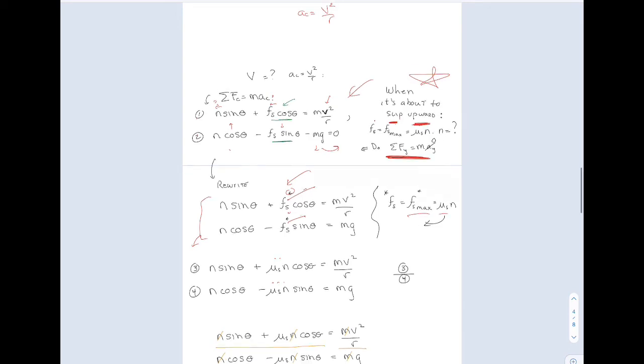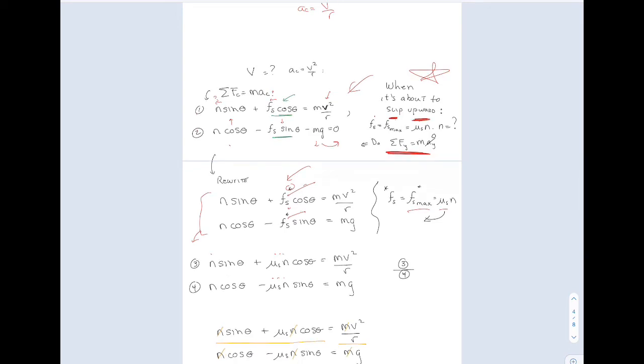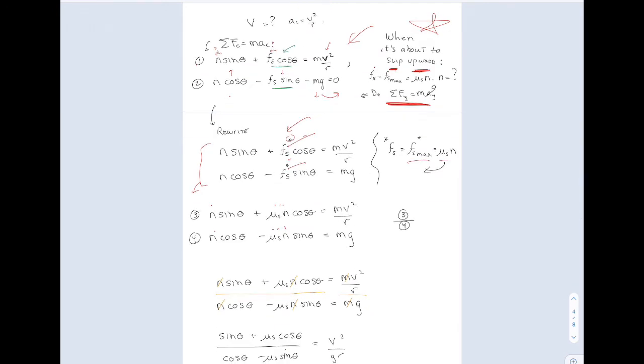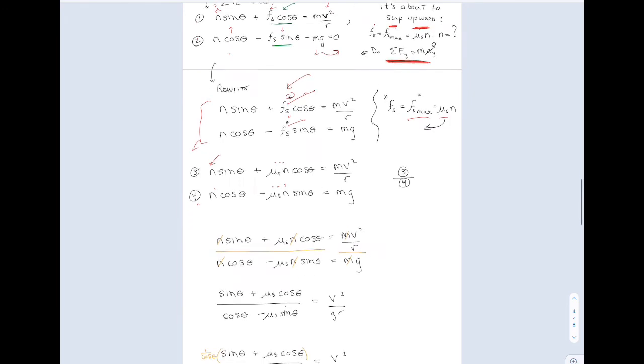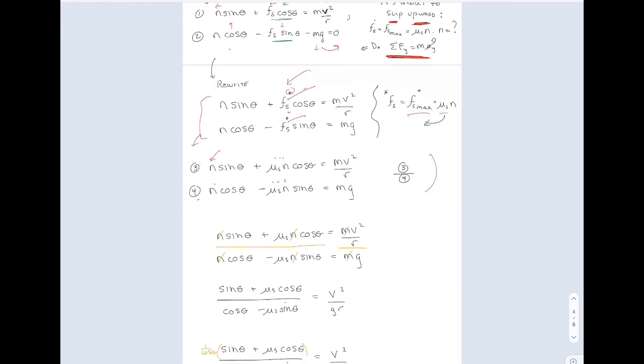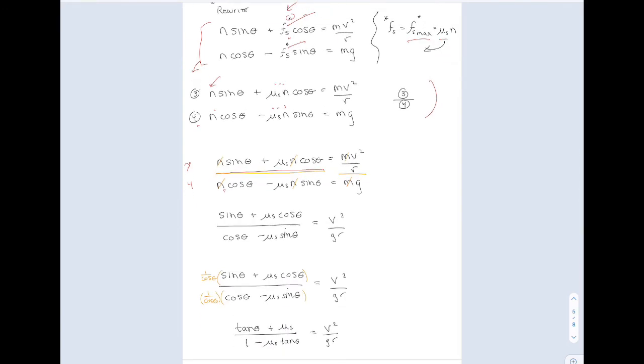So now I have essentially two equations, two unknowns: n and v. This is equation 3, that's equation 4. You could solve equation 3 for n and put it in number 4, or solve number 4 for n and put it in number 3, or solve number 3 for n, solve number 4 for n, and set them equal. That's the same mathematically as dividing them. So I rewrote equations 3 and 4 and divided them. The normal forces cancel out, mass cancels out, and I just did the algebra to solve for v.